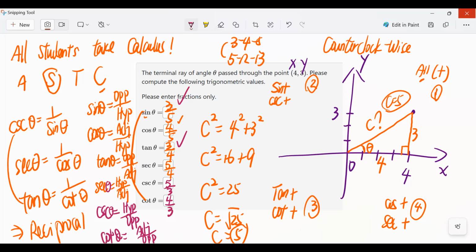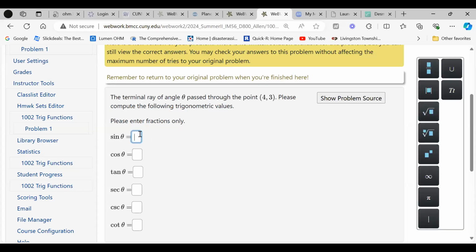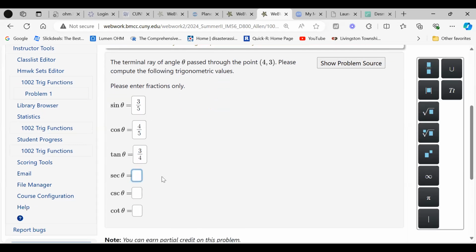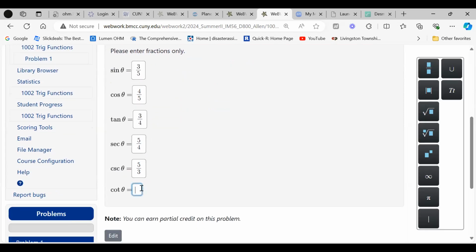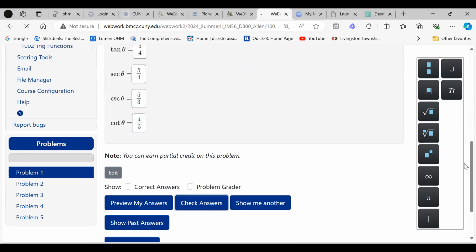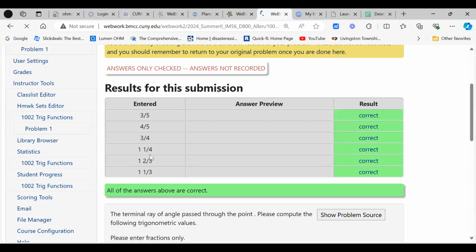Any question about this? Okay, so let's put in all the answers. Sine 3 over 5, cosine 4 over 5, tangent 3 over 4. Secant, reciprocal of cosine, 5 over 4. Cosecant is reciprocal of sine, 5 over 3. And cotangent is reciprocal of tangent, 4 over 3. And check it. It should be all good, right?